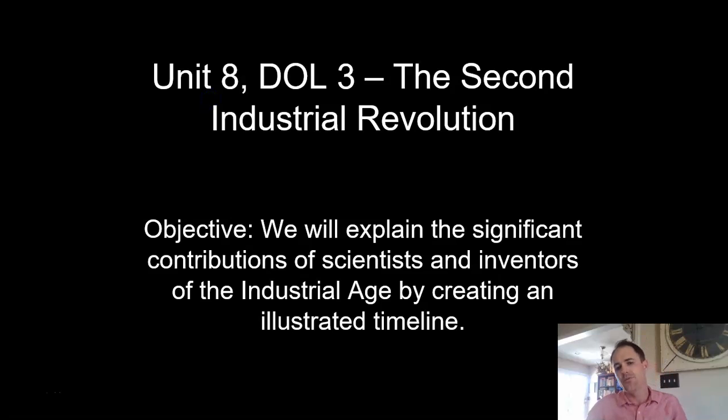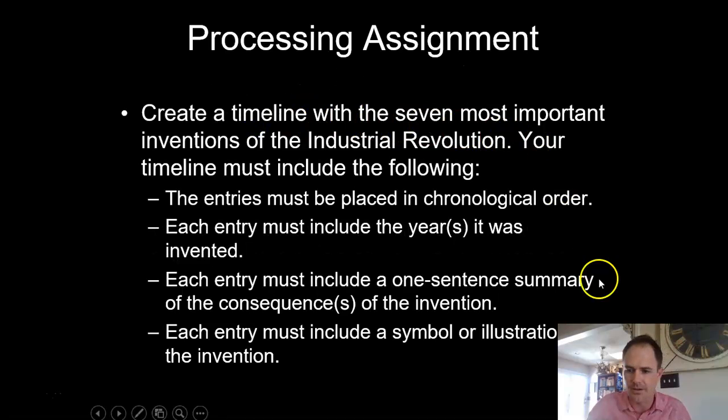All right, this was the second industrial revolution. Our goal was to analyze and explain the significant contributions of scientists and inventors by creating an illustrated timeline. Now let's talk about that illustrated timeline. So here are the instructions. You are to create a timeline with the seven most important inventions of the Industrial Revolution.